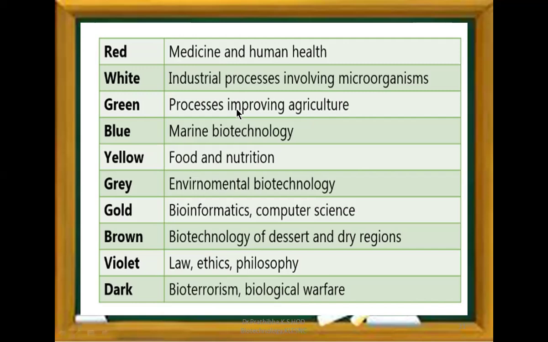Okay, then coming to yellow biotechnology. This yellow biotechnology is related to food and nutrition. We can also say food biotechnology. This often overlaps with green biotechnology, but specifically focuses on food processing, improving food quality, safety measures of the food, and developing novel food products, which comes under yellow biotechnology, that is food biotechnology.